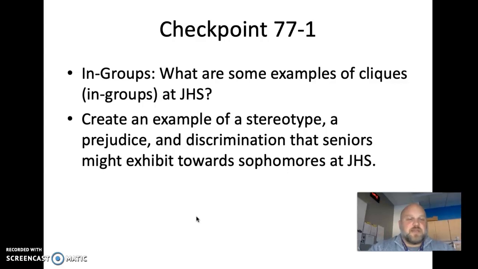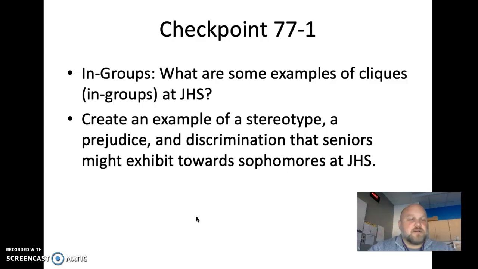Looking at answers, there could be a million answers. Cliques could be, again, band, show choir, basketball team, football team. It doesn't have to be any of those formal things, too. It could just be a certain group of people who hang out all the time, and that's a clique. That's an in-group.